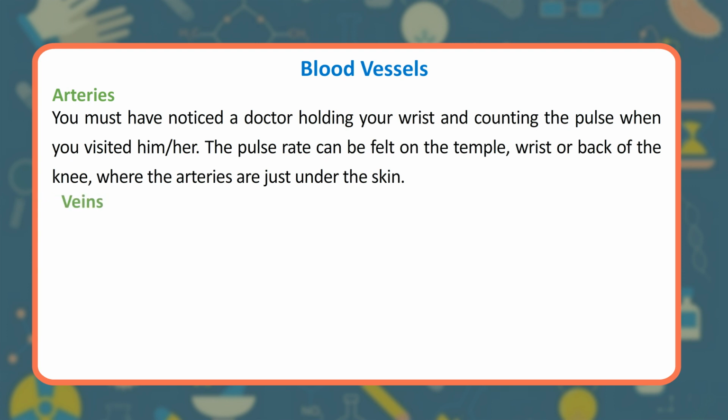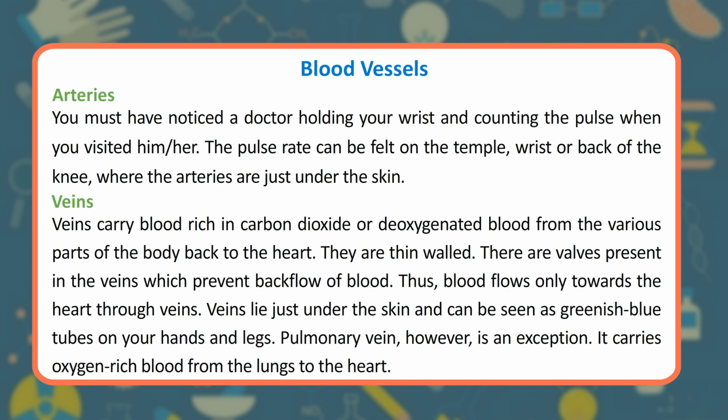Veins. Veins carry blood rich in carbon dioxide, or deoxygenated blood, from the various parts of the body back to the heart. They are thin-walled. There are valves present in the veins which prevent backflow of blood. Thus, blood flows only towards the heart through veins. Veins lie just under the skin and can be seen as greenish-blue tubes on your hands and legs.